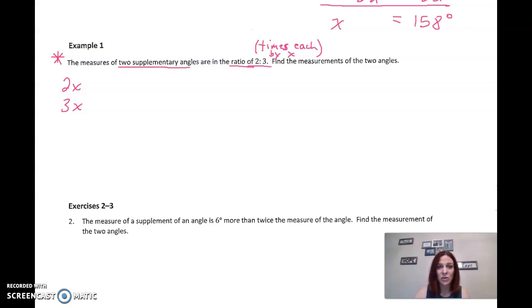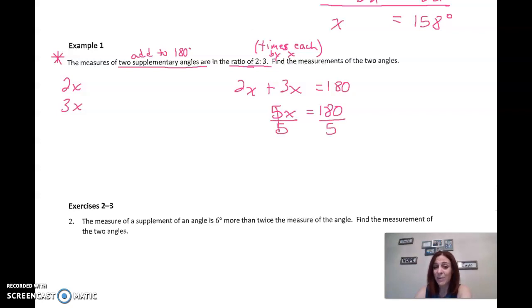And I'm going to say, hey, they're two supplementary angles. Supplementary angles means add to 180. So I'm going to leave a space. I'm going to come over here and, okay, 2x plus 3x equals 180. Okay, so they're a ratio of 2 to 3. So whatever that x value is, one angle is 2 times it, one angle is 3 times it. Simplify and solve. If I have 2x's plus 3x's, that's 5x's. 5 times x, we undo that by dividing. Whatever I do to one side, I do to the other. 5 divided by 5 is 1x. That's what I want. 180 divided by 5 is 36.